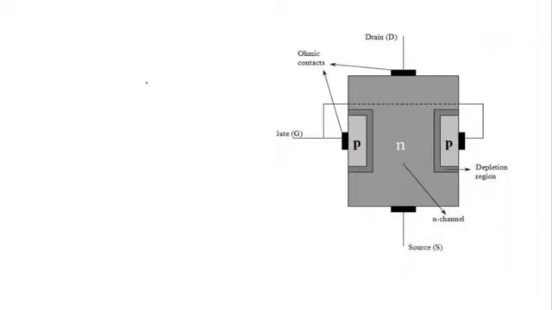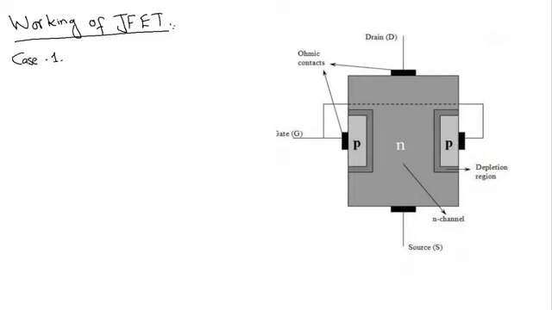Now in this video we are going to discuss the working of the junction field effect transistor, that is the working of the JFET. I have divided the working of the JFET in two cases. Case number 1 is VGS, the voltage between gate and source, equal to 0 volt, and in case number 2 VGS is some negative value, which means that VGS is less than 0 volt.